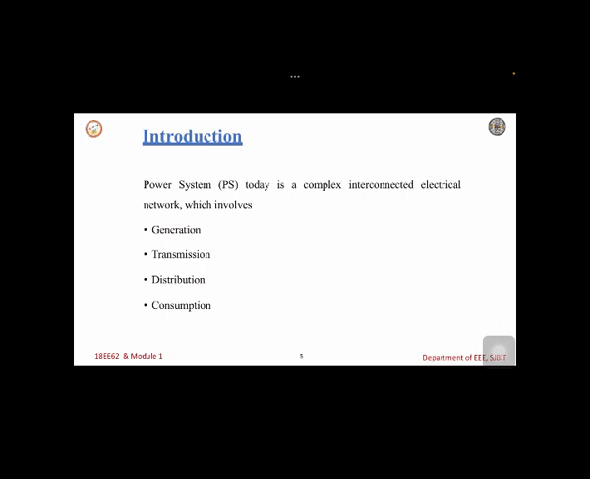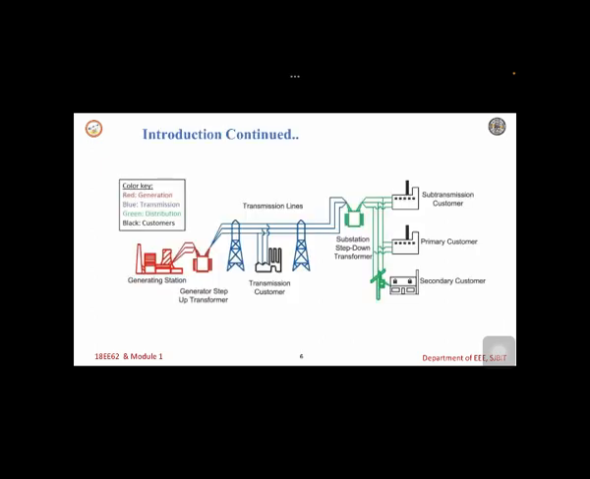Next, we'll understand what is the basic requirement of power system analysis. See here, the present day power system is a complex interconnected electrical network. So this involves generation, transmission, distribution and consumption. All these layers put together is the power system.